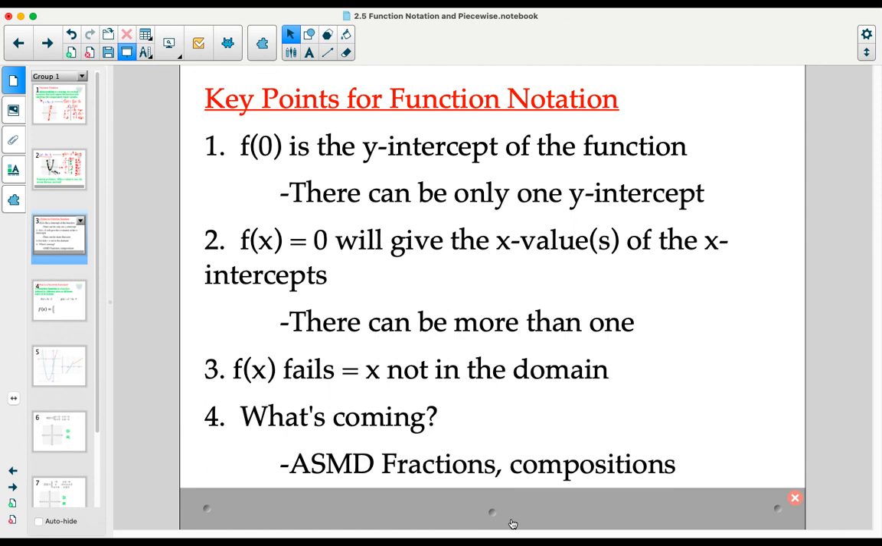Compositions is the one that typically trips people up, but it's just a matter of understanding what an input actually means. You are inputting something into a function, and so the creation of a composition is just an extension of that idea.